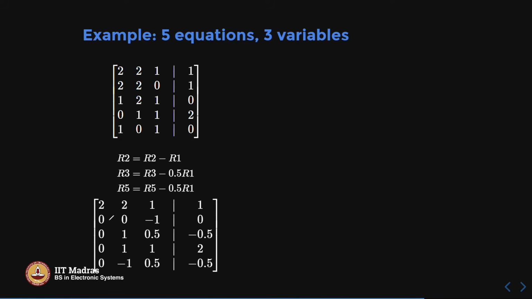I hope I've done this correctly. So below 2, I have everything being 0. Okay. Once I'm done with this, I have to come here, and guess what? This pivot, this value, is 0. Okay. Now I have to do a row exchange.